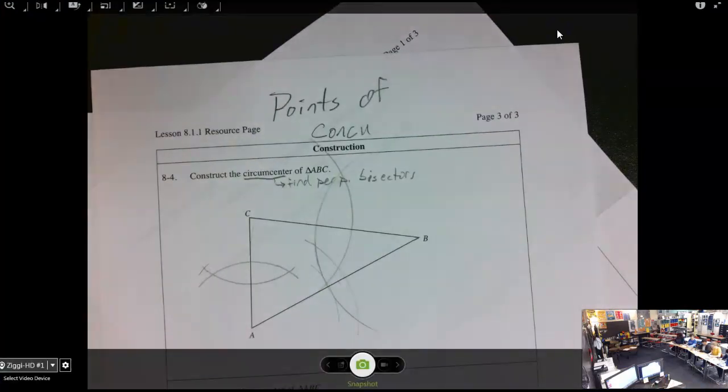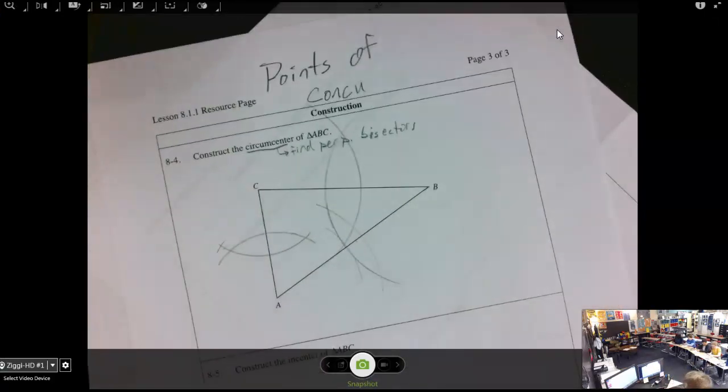Hey, I'm sorry. I have to take this. Bye. You guys keep going. Then we want to use our straight edge to connect those, and then that point of concurrency should then, if we use the compass, circle around it.